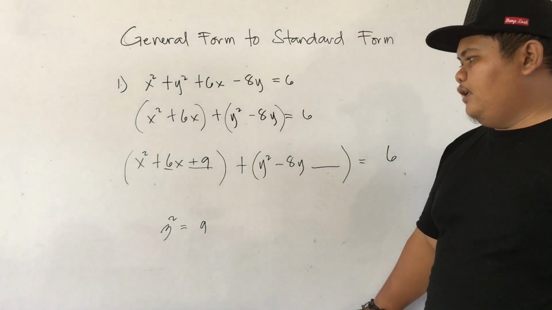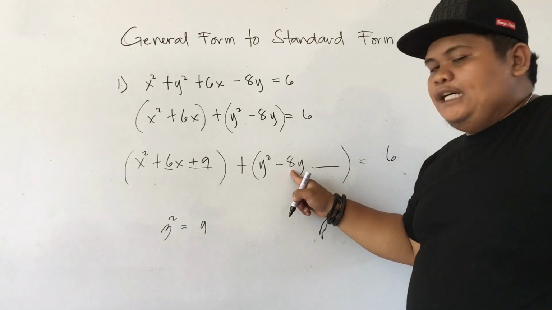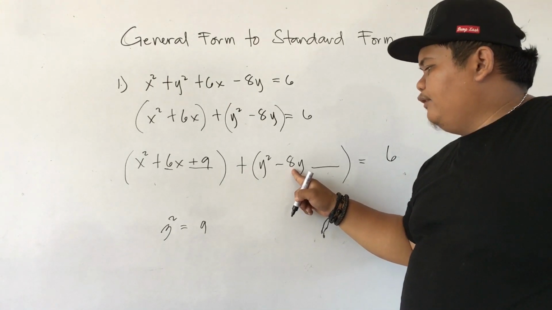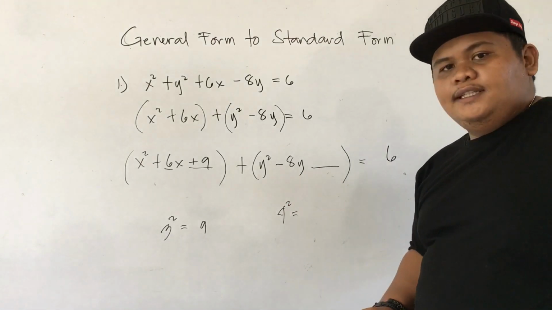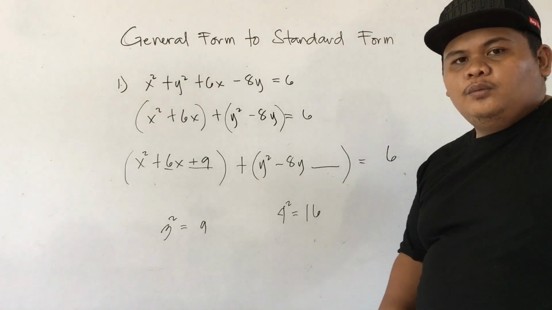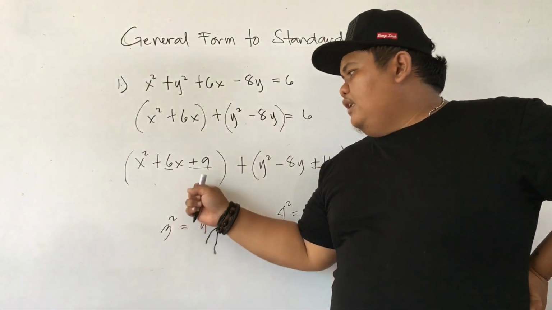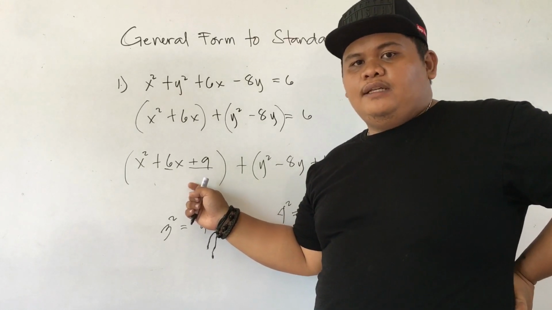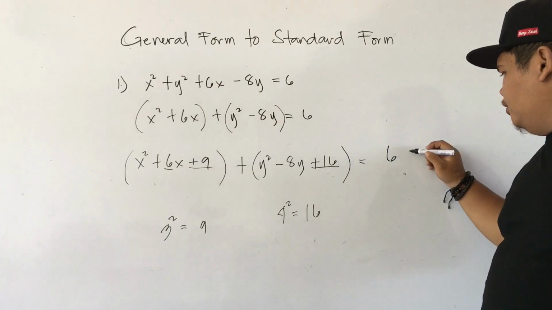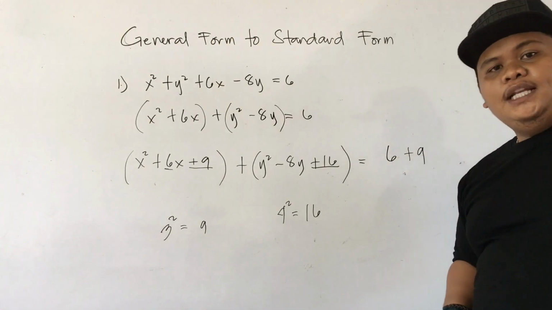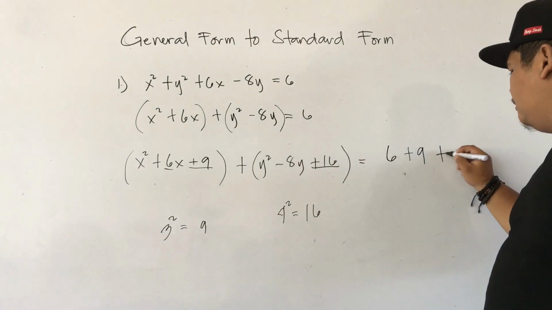Next, we have here y squared minus 8y. The same process: we take half of this second term. Half of 8 is 4 and the square of 4 is 16. Therefore, we are going to add 16. Now, if we add 9 on the left side, we also add 9 on the right side in order to balance our equation. And if we add 16 here, we add 16 there.